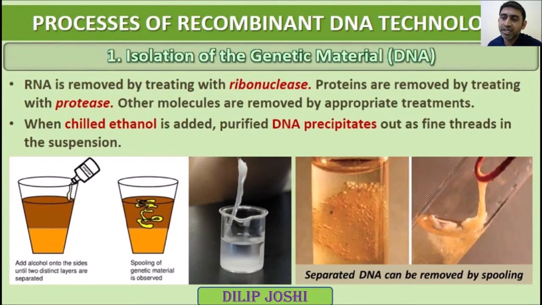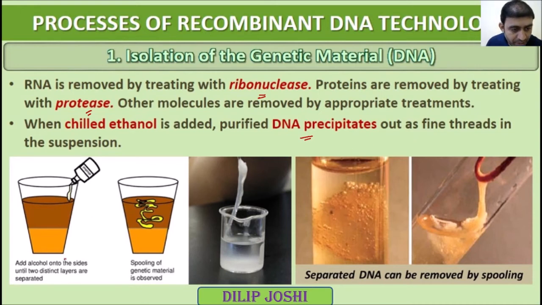So after cutting the DNA with the restriction enzyme, fragments are formed, and these fragments can be separated by a technique called gel electrophoresis. Here RNA is removed by treating with ribonuclease. Protein is removed by using the enzyme protease. Here the role of enzymes is essential. Protease, a proteolytic enzyme, removes this one, ribonuclease for RNA, and other molecules are removed by appropriate treatment with the respective enzymes. Then chilled ethanol is added and the purified DNA is precipitated out as fine threads in the suspension.